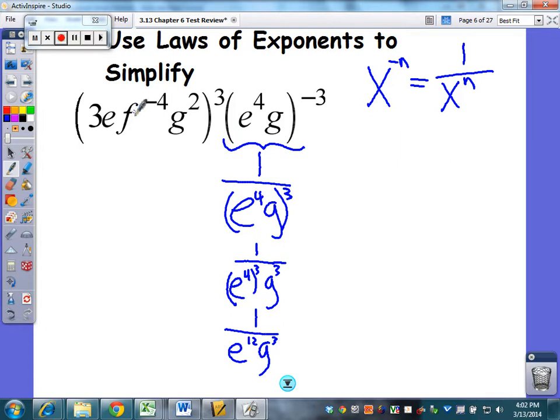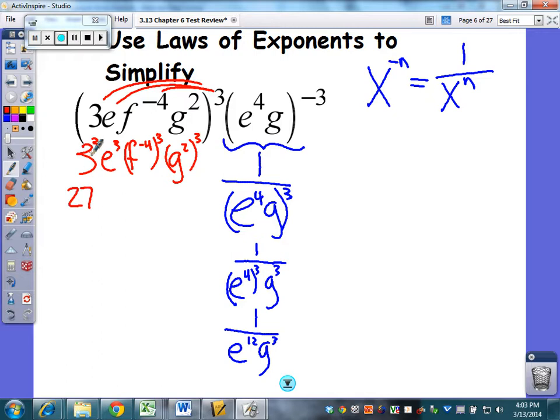Now let's deal with this part. So we'll use a different color for that. All right. So again, let's just go ahead and apply our exponent to each one of these terms. So it's rewritten as 3 to the third, then we have e to the third, then we have f to the negative fourth, but that's raised to the third. Then we have g squared, and that is also raised to the third. So then we have 27, 3 to the third is 27, e cubed, f to the negative 12, g to the 6th.